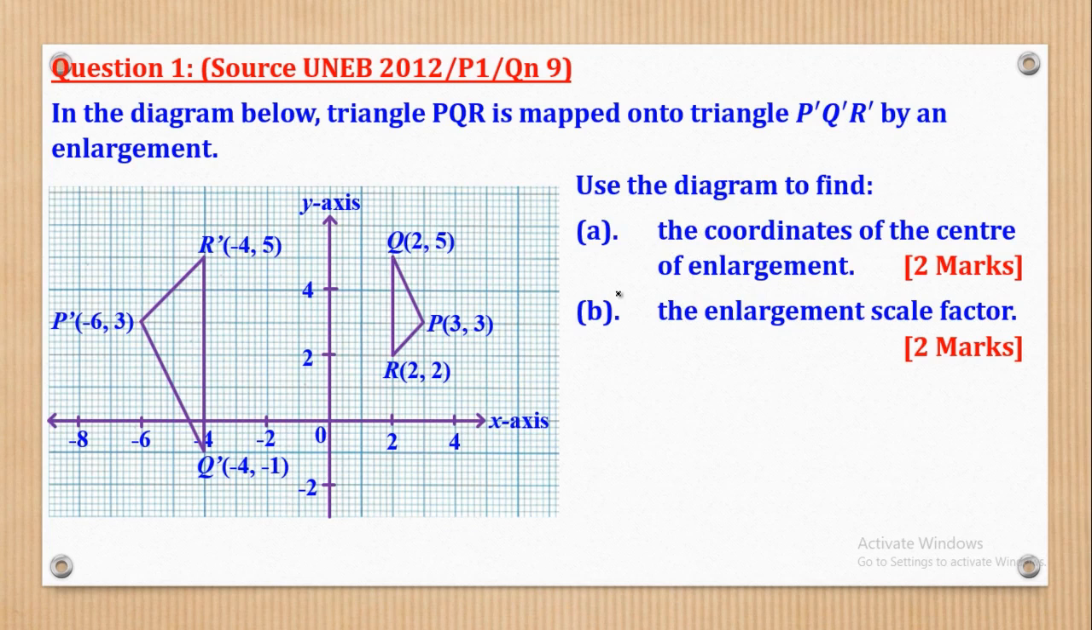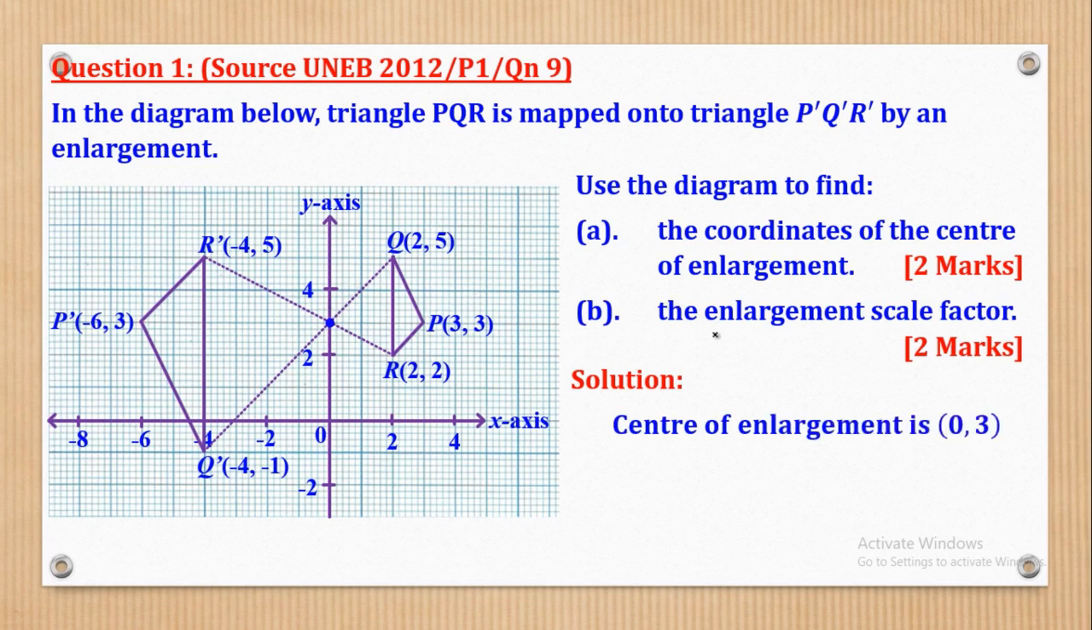What we shall do, we shall start from step 2, where we join any two corresponding points with their corresponding images. So let's choose point Q with this image Q prime, and also point R with this image R prime. So they intersect at this point. What does that mean? It means that the point of intersection is the center of enlargement. Therefore, we shall state that the center of enlargement is (0, 3). That is part A.